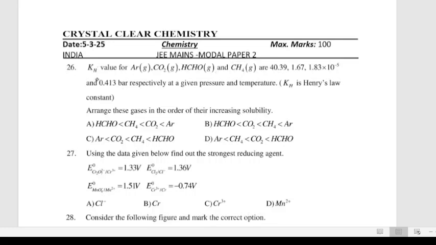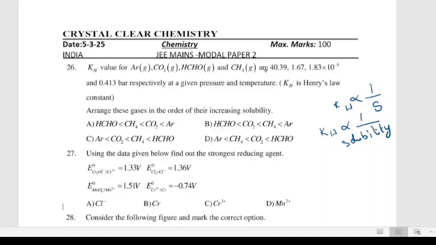The first question: the KH values for argon, CO2, HCHO and methane are given respectively at a given temperature and pressure. Arrange these gases in the order of increasing solubility. Here, Henry's constant KH is always inversely proportional to the solubility. Higher the KH value, lesser will be the solubility. Based on this, you can easily find out the increasing order.